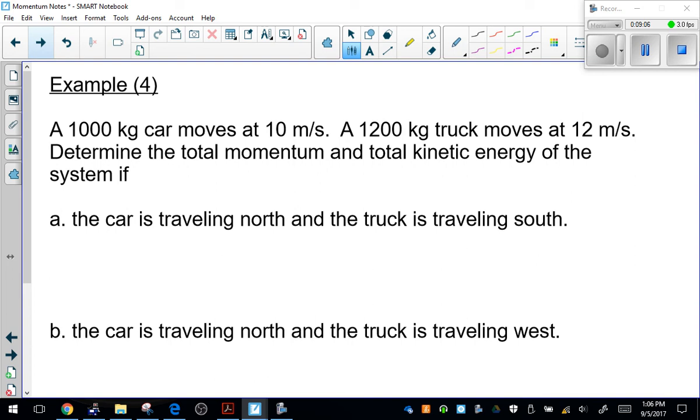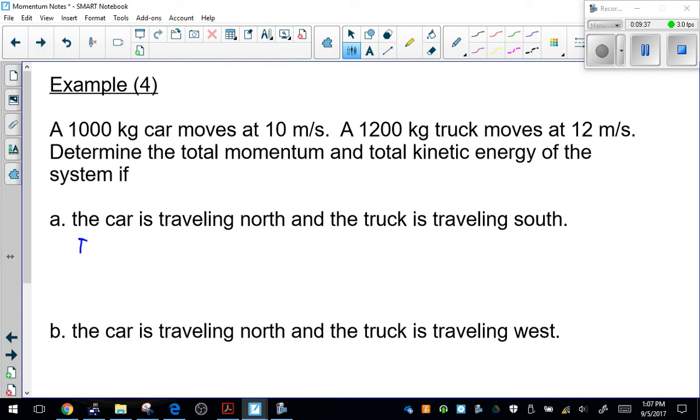Doesn't look too hard. Find the momentum, find the kinetic energy of something, but there is a little bit of a twist here you're going to see in a couple moments. Example number 4 says a 1,000 kilogram car travels at 10 meters per second, and a 1,200 kilogram truck travels at 12 meters per second. What's the momentum and the kinetic energy of the system, not of each object, but of the system? If the car is traveling north and the truck is traveling south, then B is different directions here. We'll worry about A first.